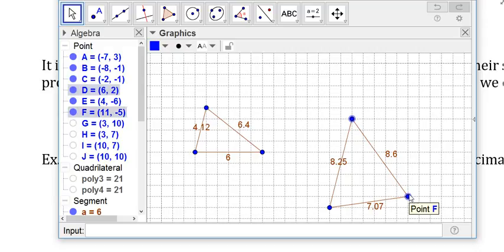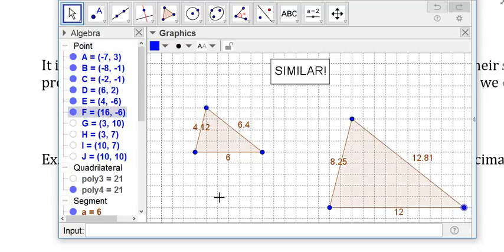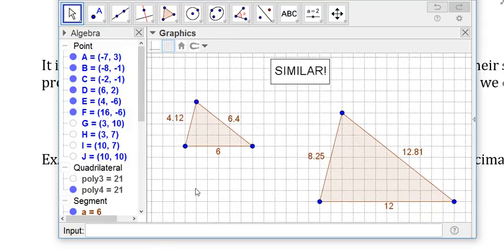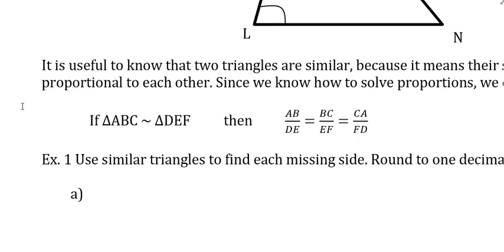Maybe like that, and then there we go. Similar. So again, those ones look like they kind of have the same shape, I would say. And that's what we're talking about, is two triangles are similar. And the important thing to know is when that happens, the side lengths are proportional. And we can use that to solve problems.